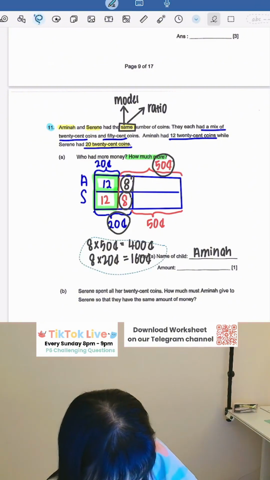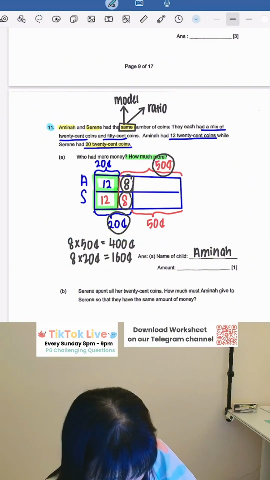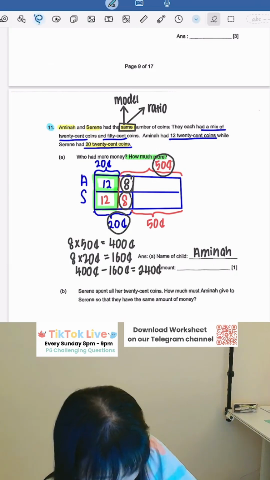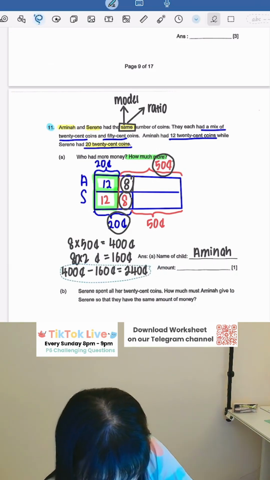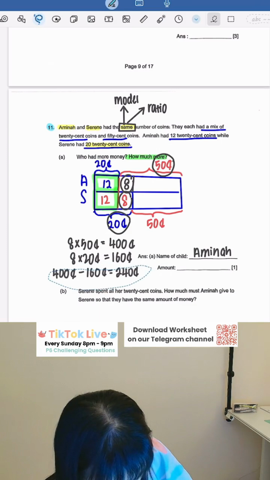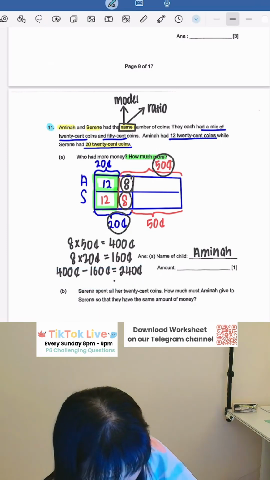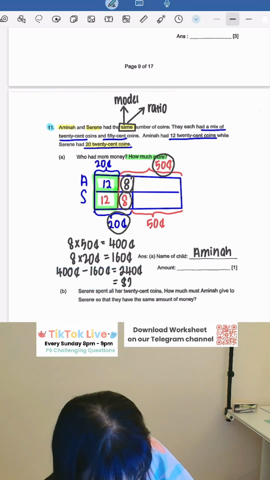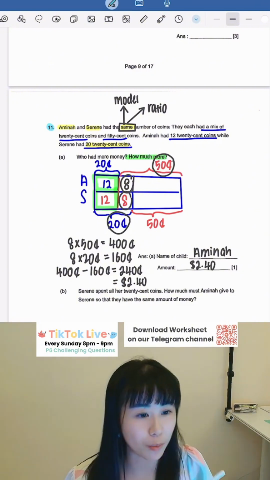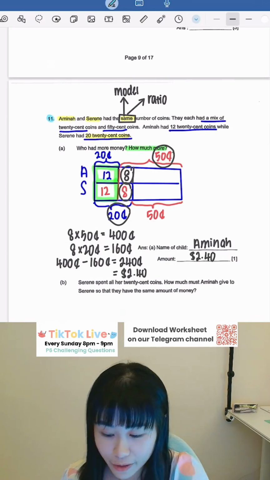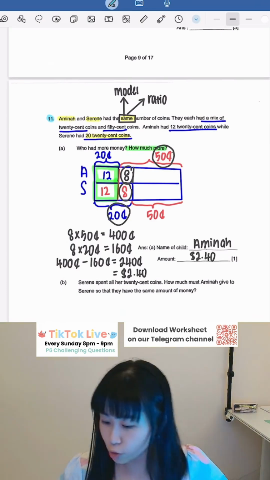Let me just write it up more here. So the difference is 400 cents minus 160 cents, you will get 240 cents. In terms of money, if you want to put it in dollars, you all know that from cents to dollars, you divide by 100. It's $2.40. This is how much more. All good, everybody?